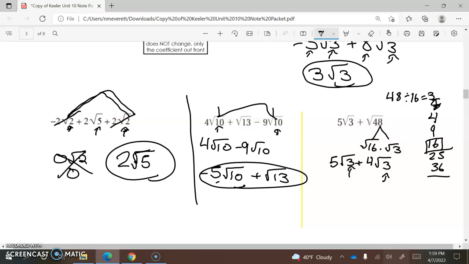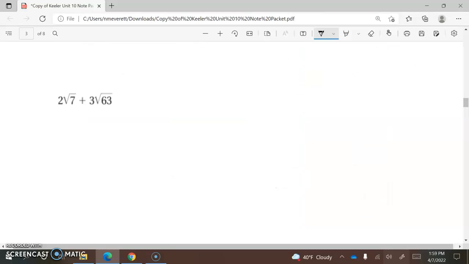Now they have the same thing. So now what I'm going to do is I'm going to do 5 plus 4 out front. That gets me 9 times the square root of 3, and the square root of 3, well, that just stays the same, okay? Just stays the same there. Do one more down here.